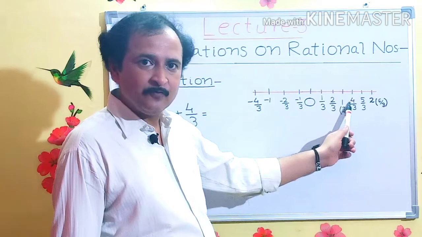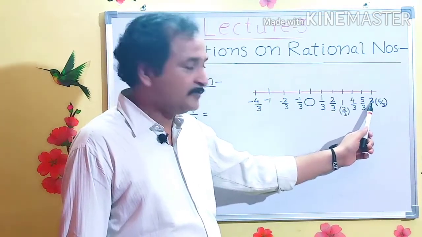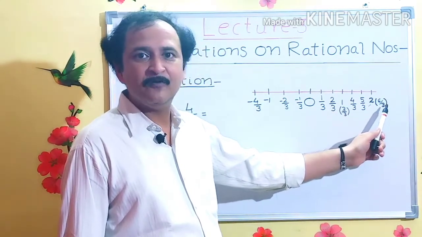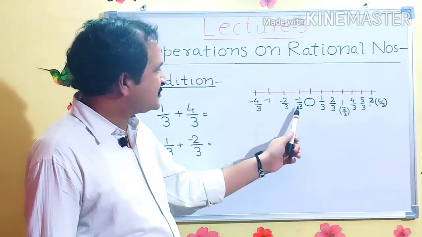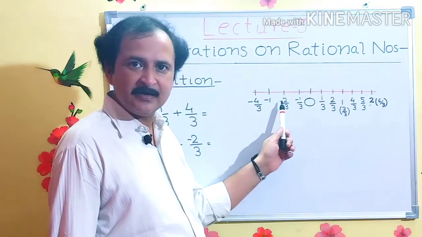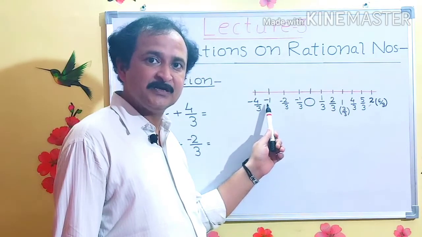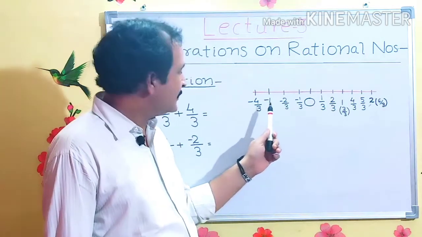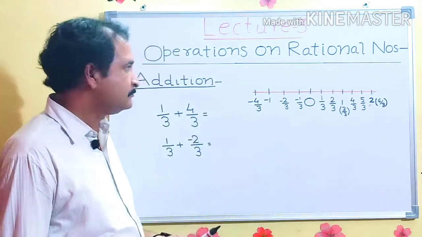This point can be written as 4 upon 3. This point can be written as 5 upon 3. And this point, which is integer 2, can be written as 6 upon 3 in the form of a rational number. Similarly, on the left side of 0, the first point can be written as minus 1 upon 3. Second point can be written as minus 2 upon 3. Third point, which is integer minus 1, can be written as minus 3 upon 3. Then the next point can be written as minus 4 upon 3, and so on.